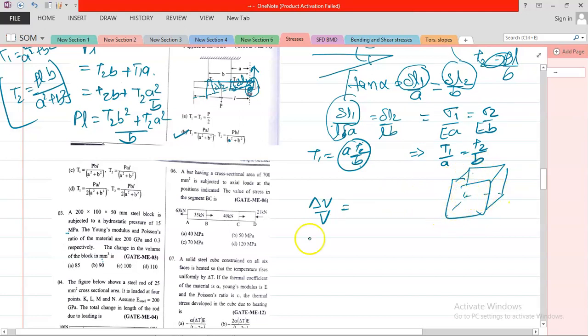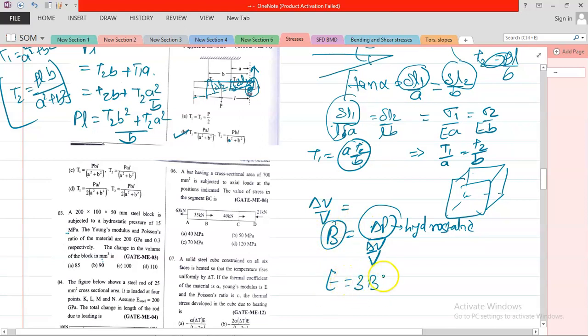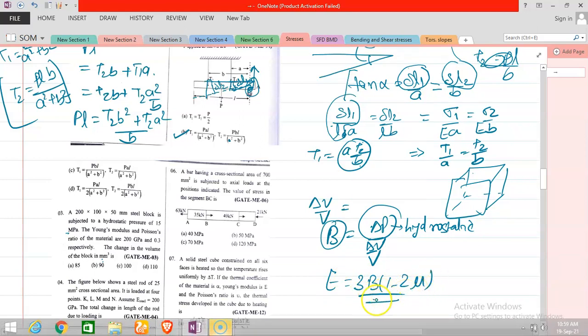Here the bulk modulus, B, is delta P upon delta V by V. So that delta P is the hydrostatic pressure. Your delta P is given, and now you need to find B. Young modulus of elasticity is given, so use the formula E equals 3B into 1 minus 2 mu to obtain the value of B. Put it in the equation, you get the value of B, you get the value of delta P, and you also know the volume, so you can get delta V. So the answer for this question is 90 mm cube.